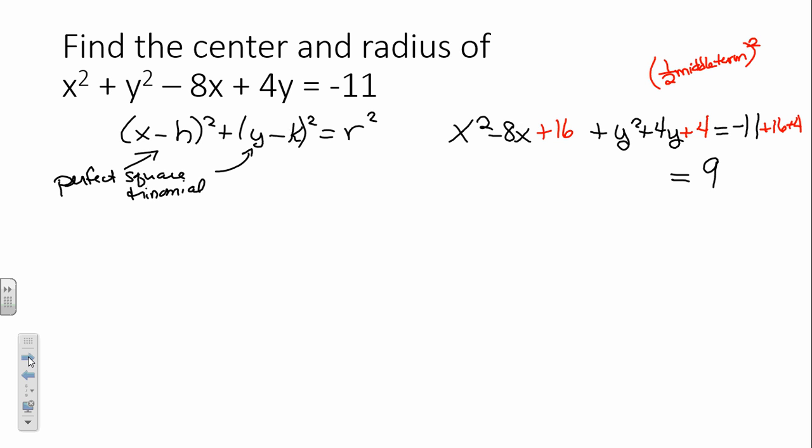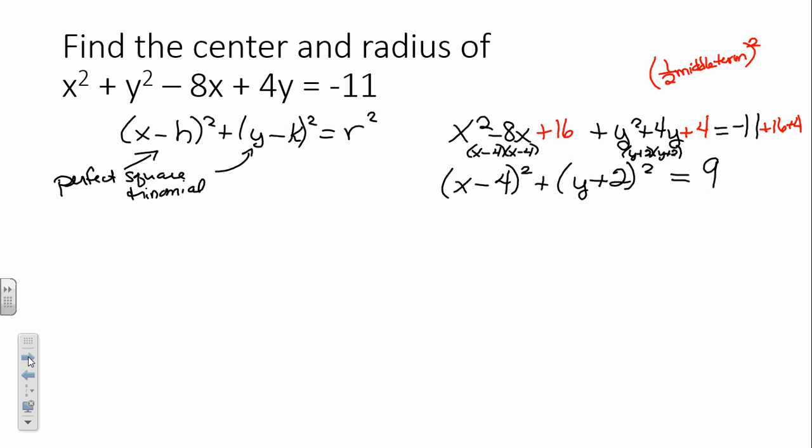Okay, so what is our perfect square trinomial on the left side? Squared, right? What's our perfect square trinomial here? Because this would factor into x minus 4 times itself, and this would factor into y plus 2 times y plus 2, which is what we were doing, right? That's why we picked half of the middle term squared. We did this by design.